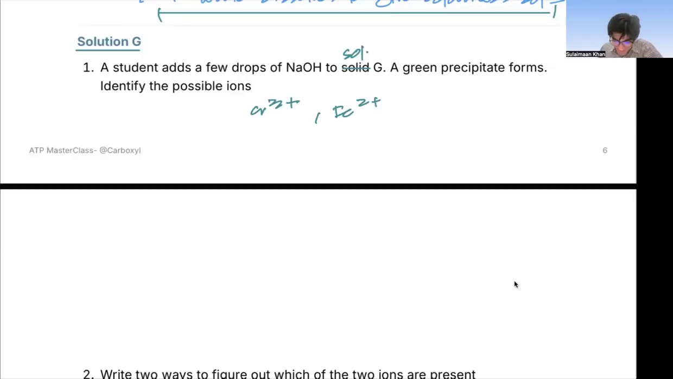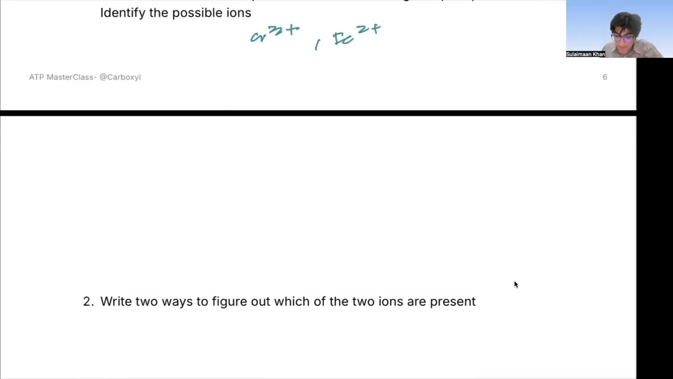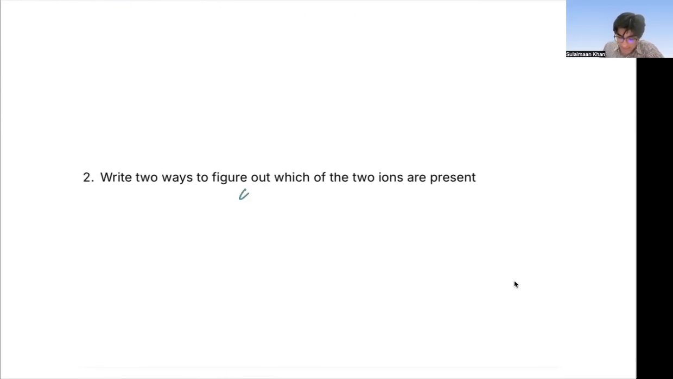That's awesome. Write two ways to figure out which of these two ions are present. Now, the chromium 3 plus ion and the iron 2 plus ion are very similar to each other, yeah? Because if you add sodium hydroxide, it's green and green, but in excess sodium hydroxide, one becomes soluble and the other remains insoluble. Soluble means the green precipitate dissolves to give you a green solution.